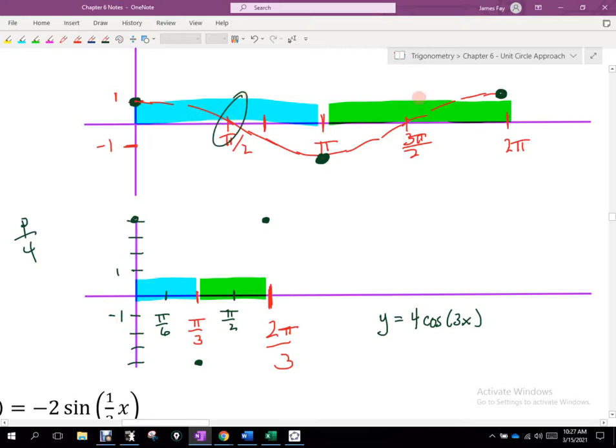Now that point there and that point there, I call those the quarter points, because that's a quarter of the way through the entire period, and that'd be the 3/4 way through the entire period. Those quarter points on the parent function are x-intercepts. So when we transform them and change the period, the quarter marks still need to be x-intercepts. And now we can connect this again with a smooth curve.